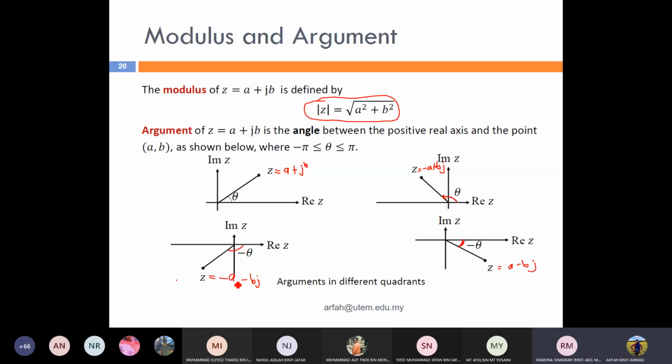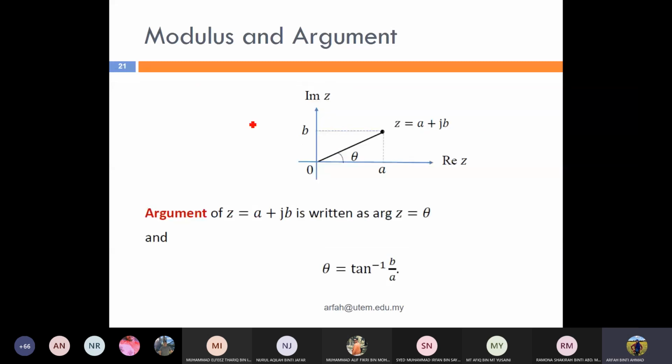Clear. Clear. So boleh lukis dekat awak punya nota tu. A plus jB negative, A plus Bj and so on. Okay. So kita tengok the next one. Apakah yang dikatakan dengan modulus? This one. Modulus bagi Z.